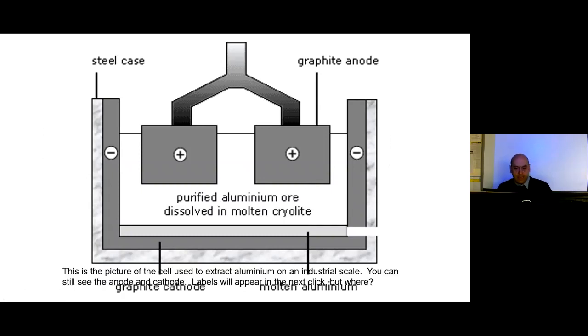Just very quickly, this is how it's done in industry. It looks a bit different to a beaker with 2 rods sticking in them, but the process is the same. You have your anode and your cathode. Notice the charge of the anode, please, the positive charge, and the cathode has got the negative charge. Remember, cations are positive, they go to the cathode, negative. And it's worth knowing that these are made of carbon. Carbon conducts electricity in the form of graphite.